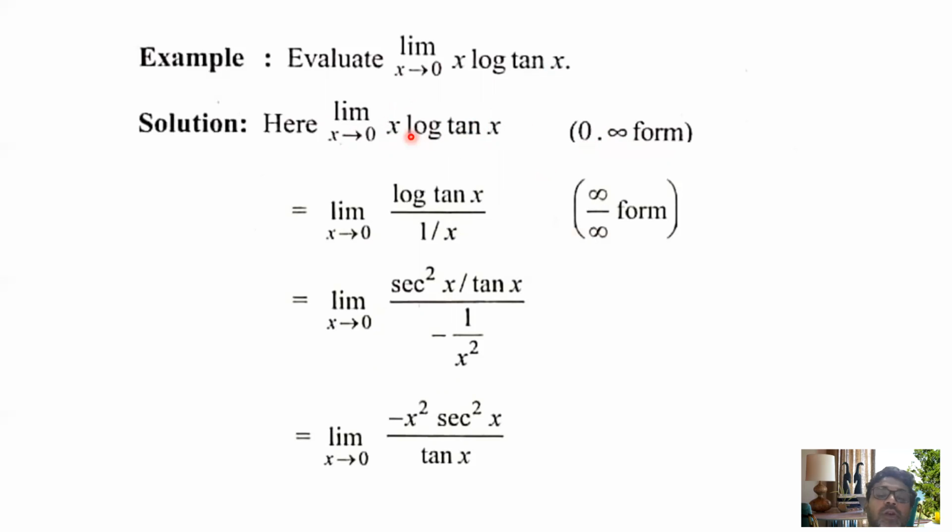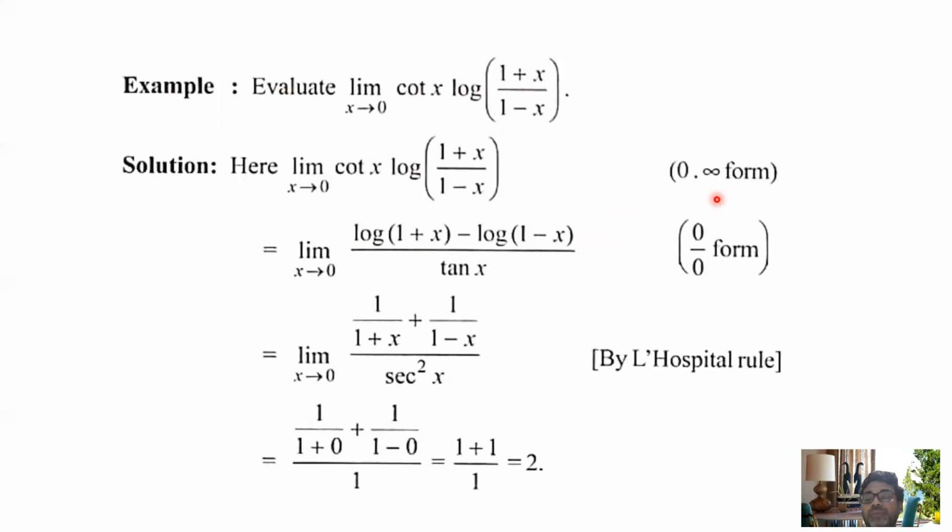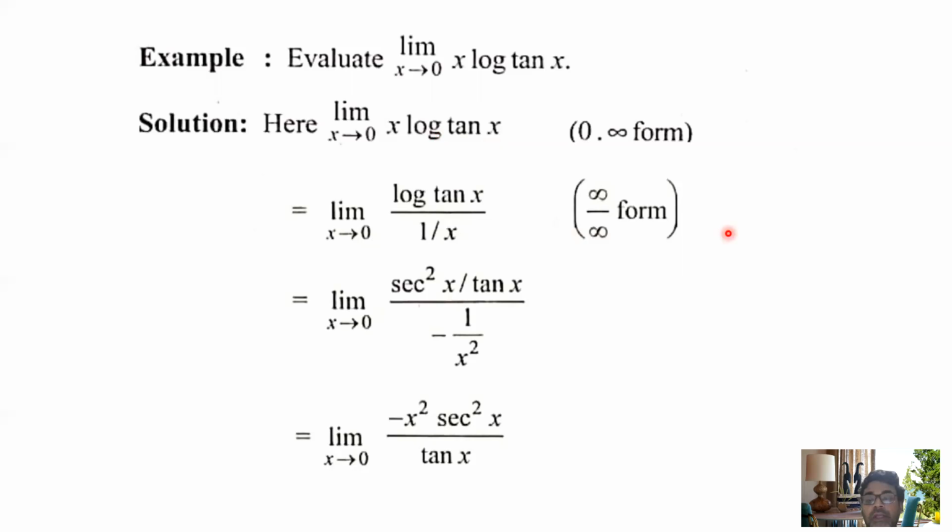Now here log tan x you can't transform, so here log tan x is infinity, and x can be written as 1 by x. So ultimately what you have is infinity by infinity. In the last question you had to transform to 0 by 0, and here it is infinity by infinity. Any one form you can switch to according to your problem. Okay, now differentiate this infinity by infinity form. Then you have to apply L'Hospital rule.